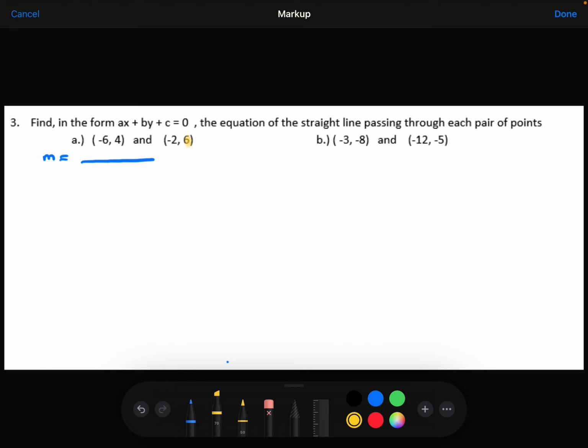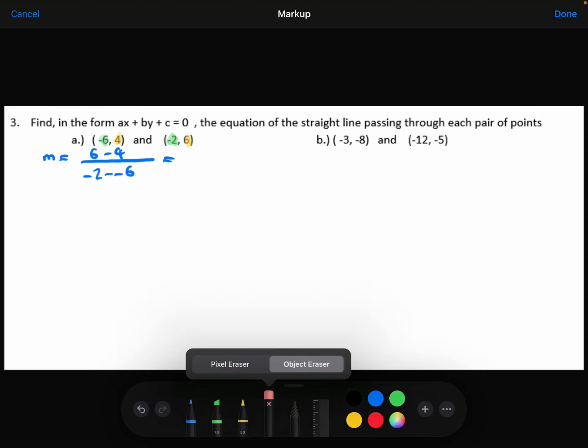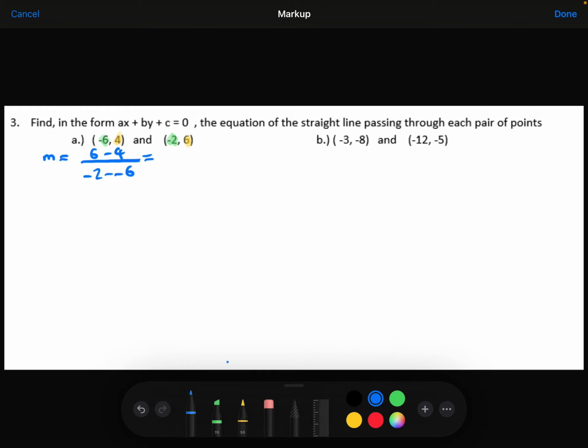So I'm going to do 6 minus 4 divided by minus 2 minus negative 6. The 6 minus the 4 is 2. The minus 2 minus minus, so plus 6, minus 2 plus 6 is 4. 2 over 4 is the same thing as a half.